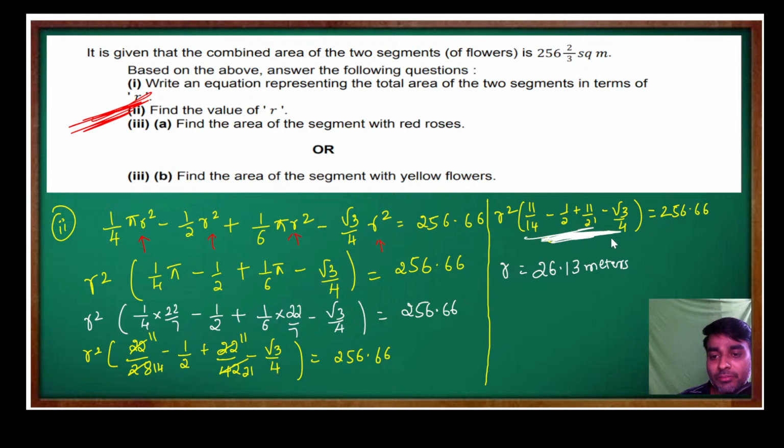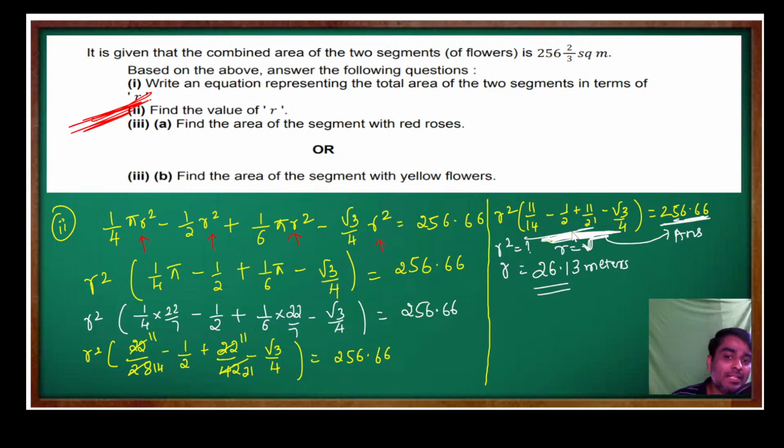You need to work from here. First you need to simplify, and whatever answer you get, you take it here and divide this number by the answer you get. That will be your r square. Then for r you need to take the square root of that complete answer, which will come up to 26.13. So work out from here, you have to work out the basics.